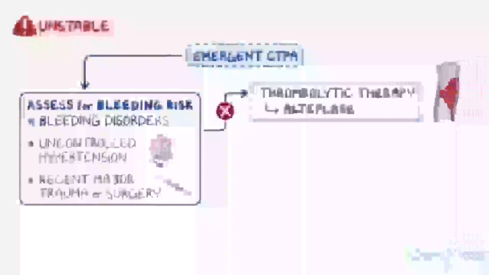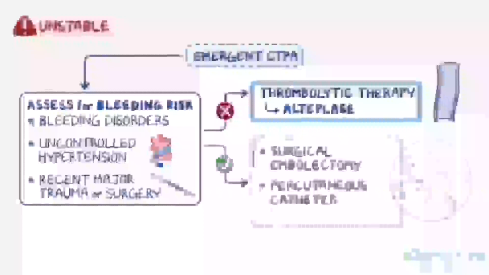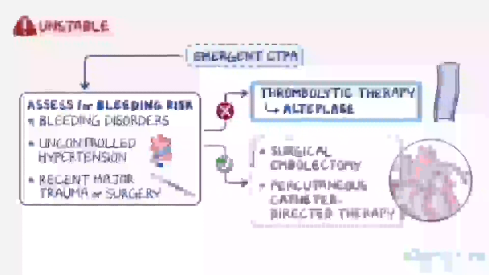Now, if you diagnose PE and the patient has no bleeding risk, like bleeding disorders, uncontrolled hypertension, or recent major trauma or surgery, immediately initiate thrombolytic therapy with medications such as alteplase to quickly break down the embolus. If there's a high risk of bleeding, then surgical embolectomy or percutaneous catheter-directed therapy are the best options.